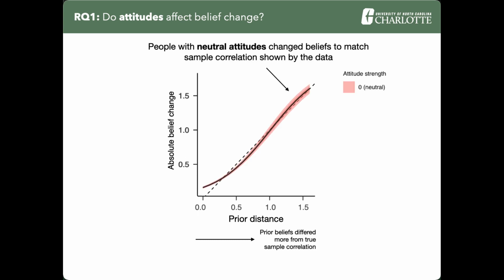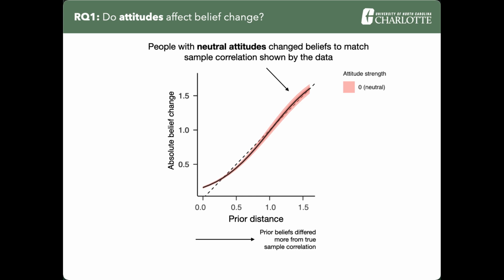So when people had a neutral attitude, for example, they neither supported nor opposed COVID-19 vaccination or labor union membership, then regardless of their prior belief, their posterior belief essentially matched the sample correlation that was shown by the data. They're adjusting however much they need to in order to align their belief with what the data shows.